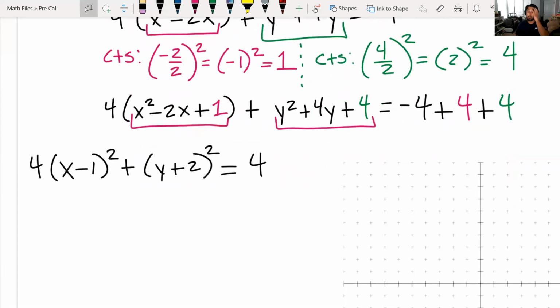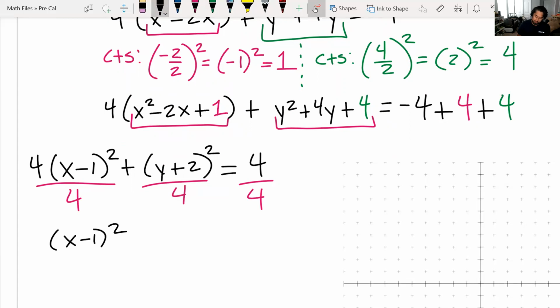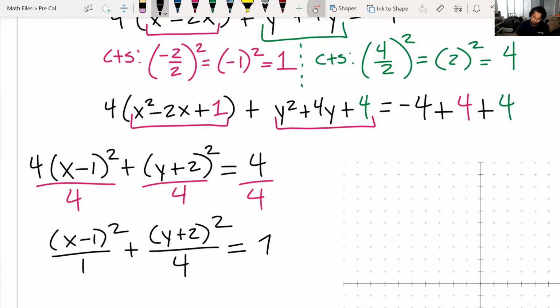Almost there. Now we need to put it into proper form. So all we have to do now is divide by 4, divide by 4, divide by 4. And we will get x minus 1 squared over 1 plus y plus 2 squared over 4 equal to 1.